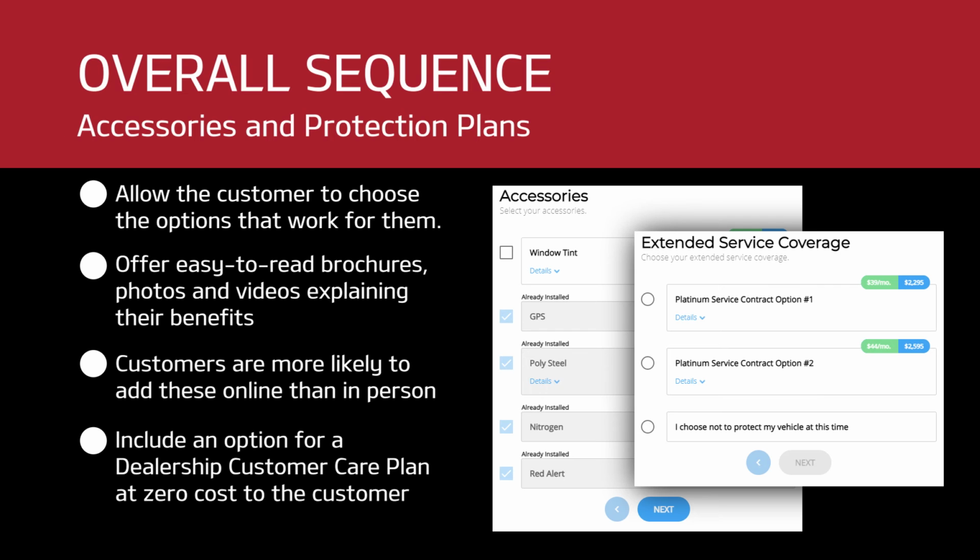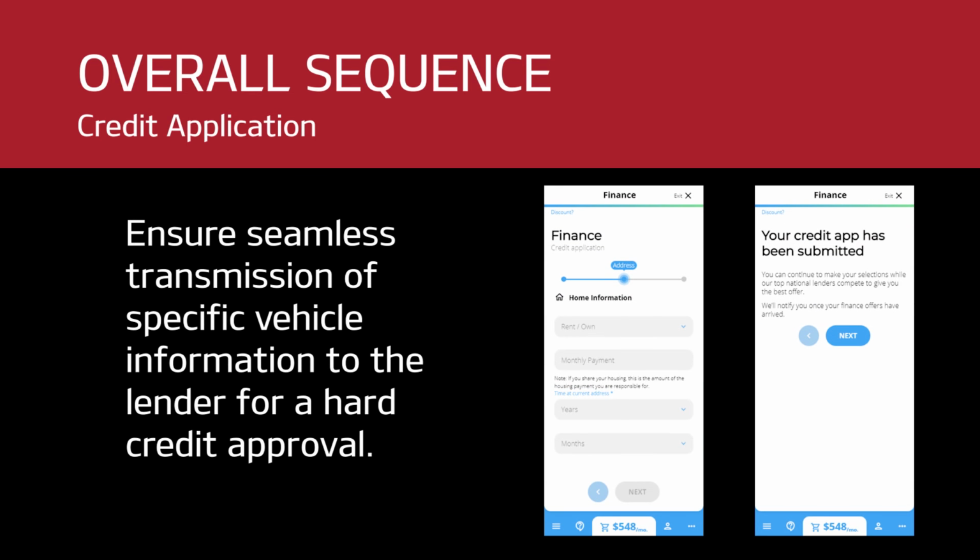In addition, include an option for dealership customer care plans that are zero cost to the customer, and explain their features and benefits. The credit application process should also be tightly integrated with your digital checkout tool. In order to get a hard credit approval, the lender needs to know which specific vehicle the customer is looking to purchase. By this point, the digital checkout tool already knows this, and it's very important that this information be sent seamlessly to the lender as part of the credit process within checkout.